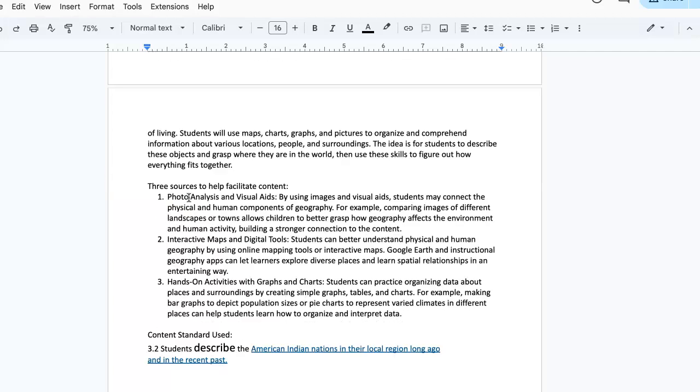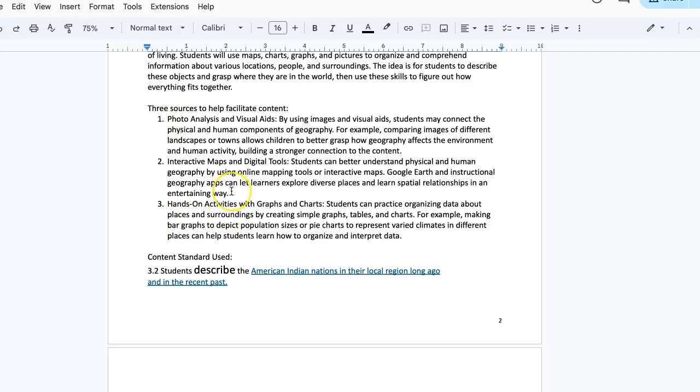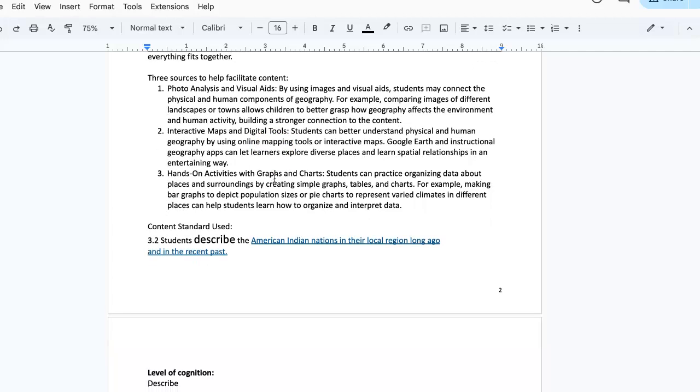more details provided. Now, the 3 sources to help facilitate the content are materials that are going to be used during the lesson. For example, photo analysis and visual aids, interactive maps and digital tools, hands-on activities with graphs and charts. Now, this is all material that I can provide for students where they can use hands-on, and it can be something that can be easier for them to connect what they already know to something new.